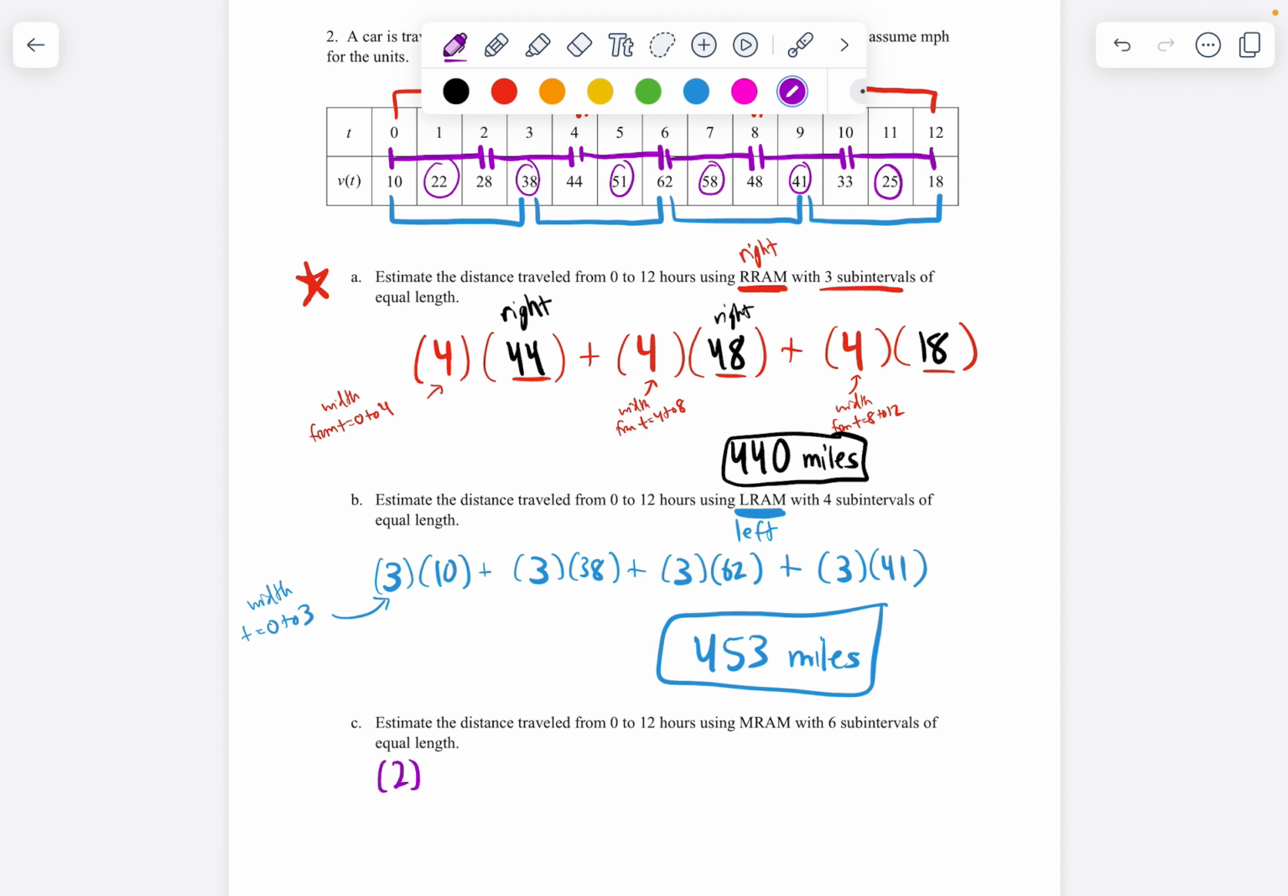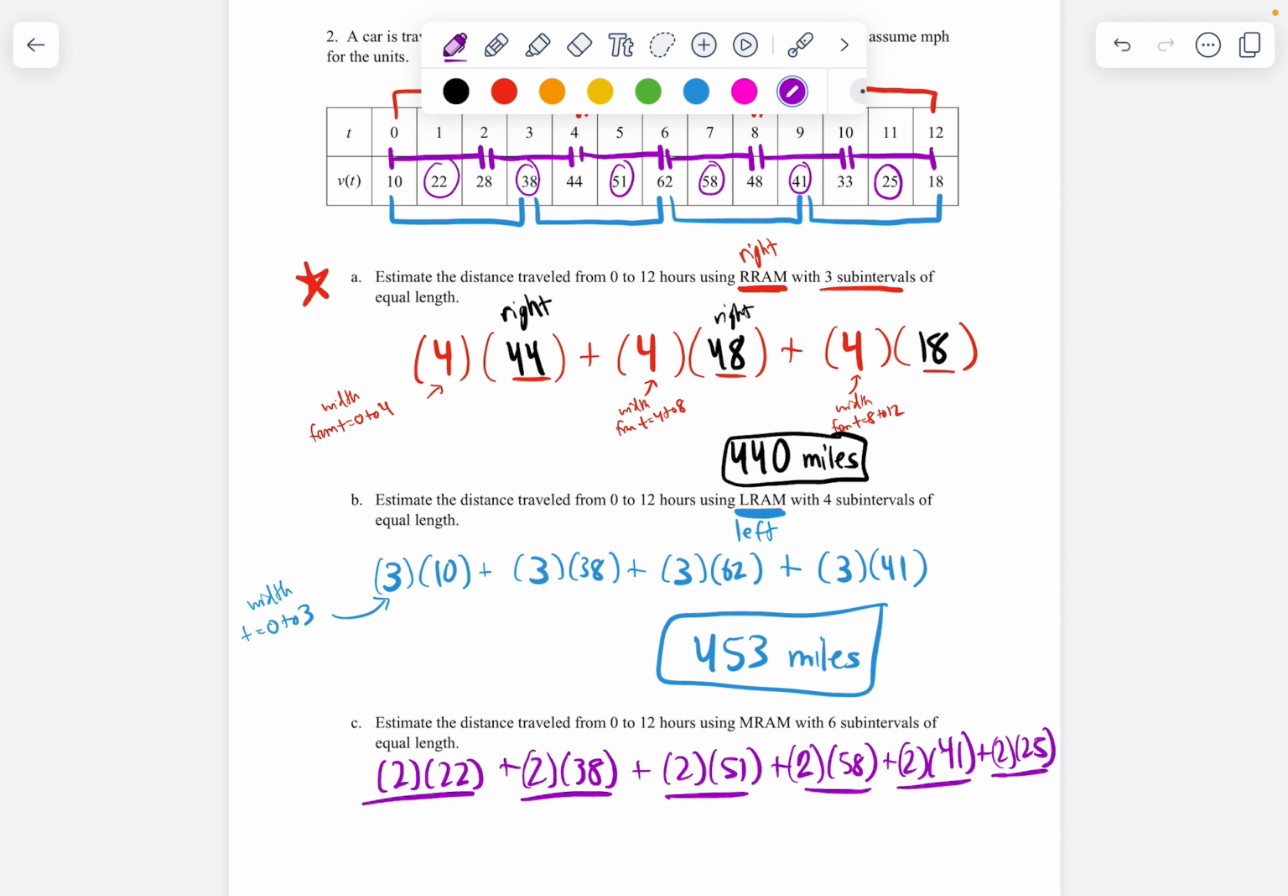They're all 2 wide, but the first one's middle is 22. The next one's 2 wide, but the middle is 38. The next one's 2 wide, but the middle is 51. And I continue this for all of them. 41. Plus 2 times 25. Love it. So there are these 6 intervals, 1, 2, 3, 4, 5, 6, using the middle y value. And that came out to be 470 miles. Absolutely love that problem. That one is really super fun.